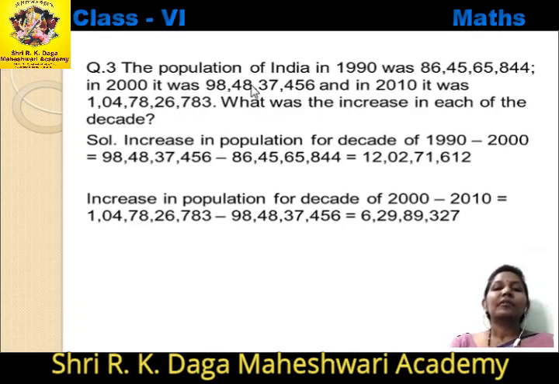In the same way, we can find the increase in population for decade 2000 and 2010 by subtracting this number from this number. So 1 arab 4 crore 78 lakh 26,783 minus 98 crore 48 lakh 37,456. When we subtract this number, we will get the answer as 6 crore 29 lakh 89,327. So the increase in each of the decade is this and this.